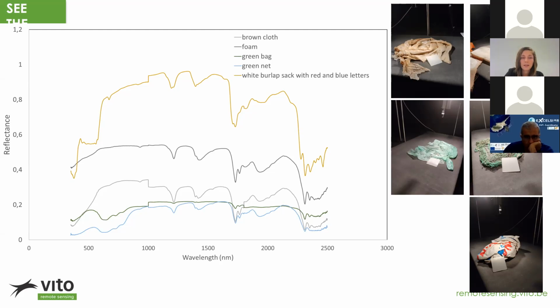Only for, I think, the green bag, you can see it's a little bit difficult to recognize the absorption feature in the shortwave infrared. That's probably because the bag was quite thin and also very transparent. It's the same as we've seen before with the transparent foil from the Port of Antwerp.